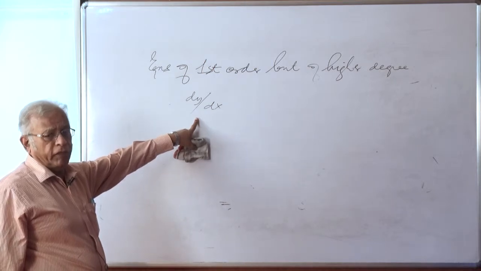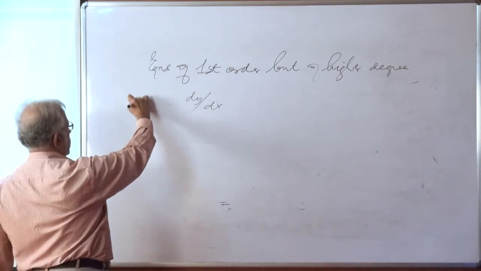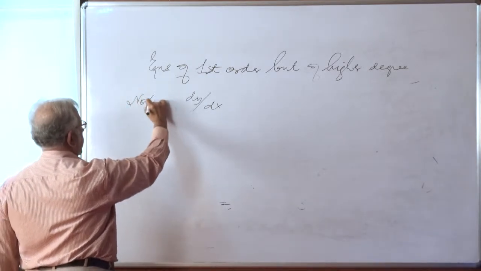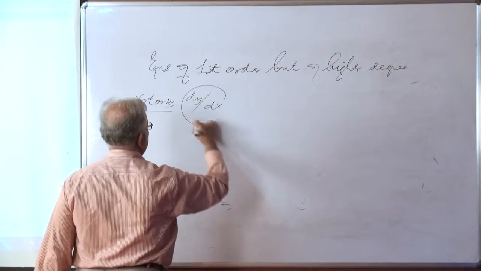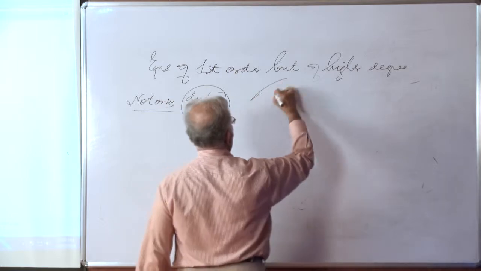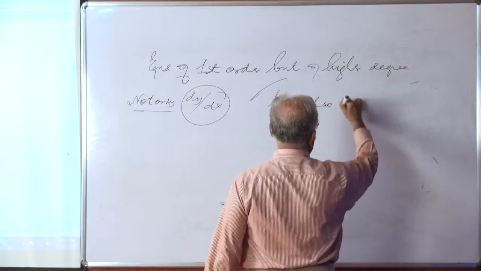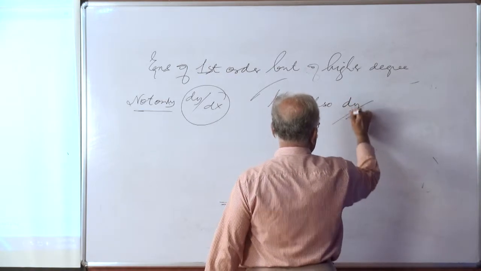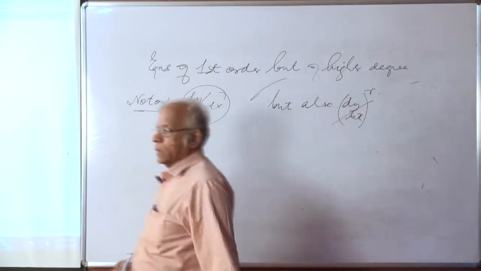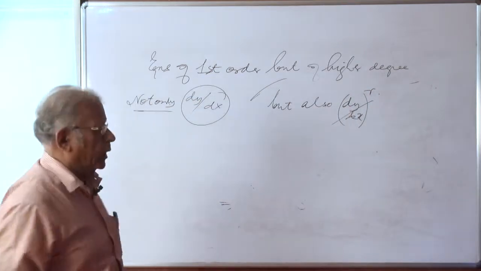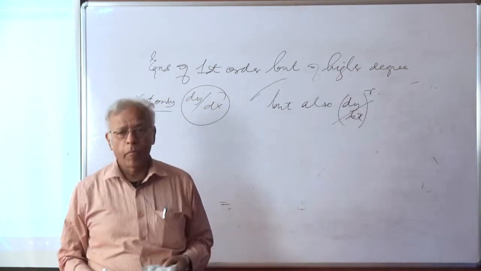In the equation itself, we will allow the presence of not only dy/dx but also say dy/dx to some power r, which evidently is more than 1. So we will allow the presence of dy/dx whole squared terms, dy/dx whole cube terms, and so on.